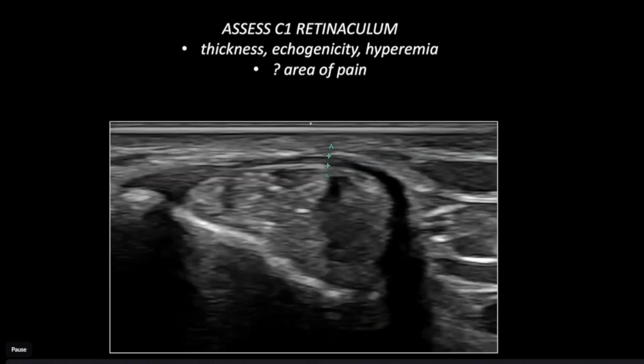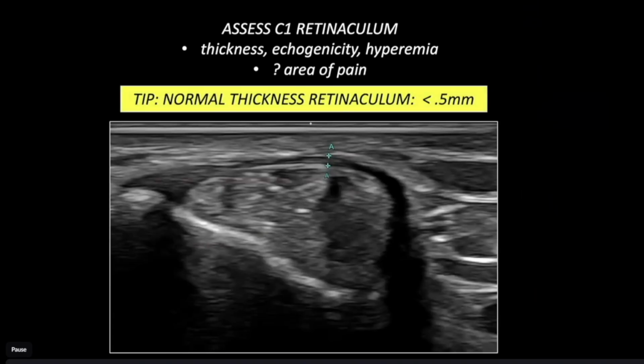You always want to look at that retinaculum because that's where the pathology with compartment 1 begins. You're looking at the thickness, the echogenicity, the hyperemia. Is it where the patient has pain? Most commonly, it's going to be less than 0.5 millimeter.